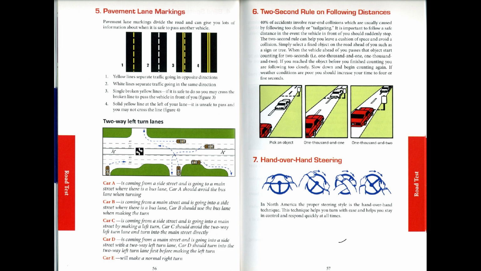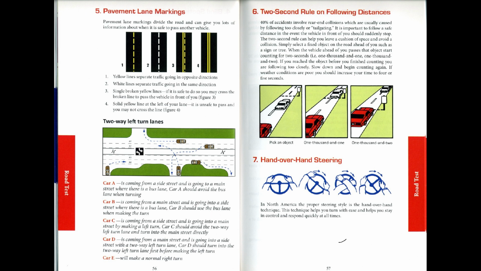Pavement lane markings. Pavement lane markings divide the road and can give you lots of information about when it is safe to pass another vehicle. Yellow lines separate traffic going in opposite directions. White lines separate traffic going in the same direction.